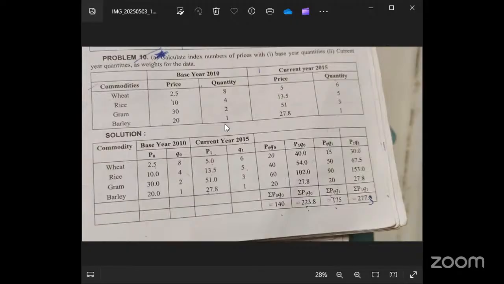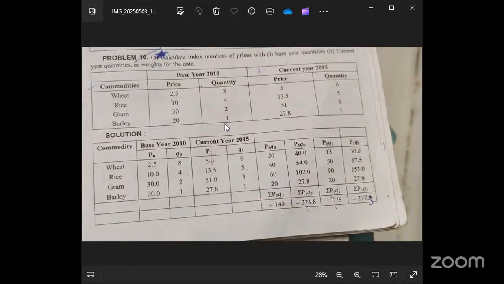If this kind of question is given to you in the exam, you can apply any formula like Laspeyres, Paasche, Fisher. The values will be approximate. It cannot be exactly the same, but it can be approximate or similar. One or two points will be different. So first we need to put p0 values, q0 values, p1 values, and q1 values. Next you need to multiply to get p0 q0.